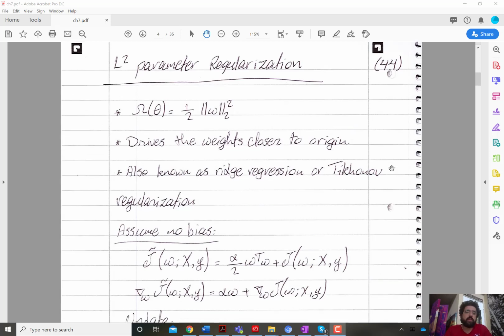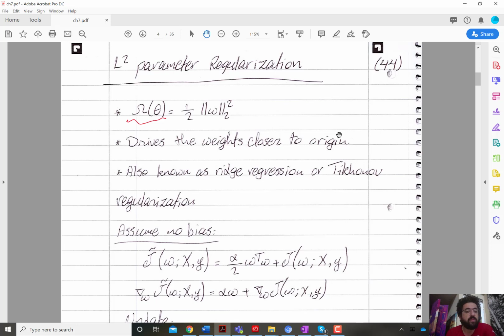Hi everyone, this video is an introduction to L2 parameter regularization, which is basically a type of the norm penalty that we talked about before. Remember the norm penalty: you add to the cost an alpha, which is a regularization coefficient, times a regularizer that depends on a norm, and that regularizer is a function of theta. Here that regularizer is omega, a function of theta. Theta is all the parameters.